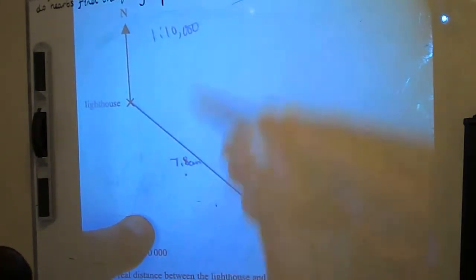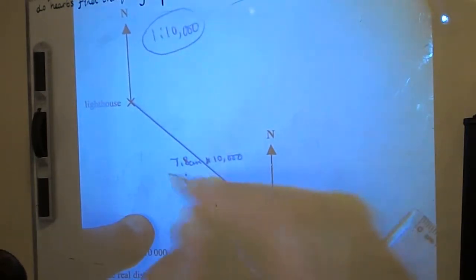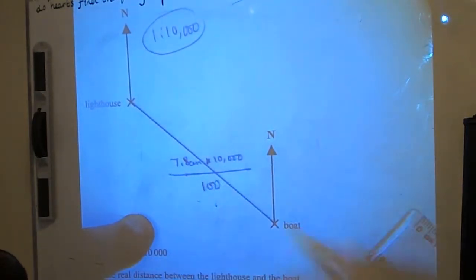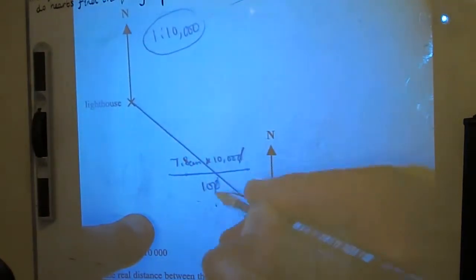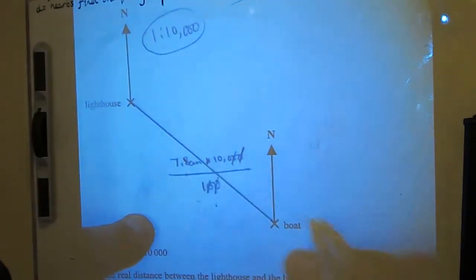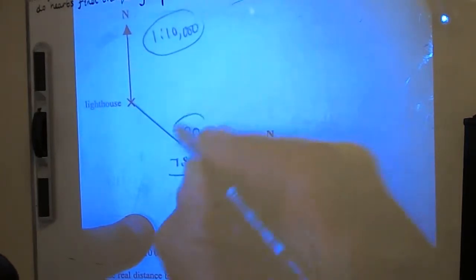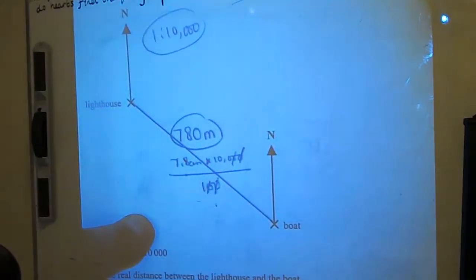Now to change that, I'm using the scale. I have to multiply it by 10,000 and then divide it by 100 to change the answer back into meters, because I want the answer in meters. So we can cancel those two off. So 7.8 times by 100. So my real distance is 780 meters is the first answer.